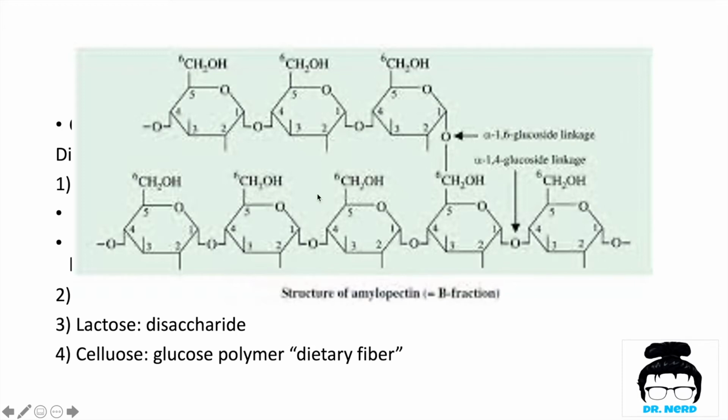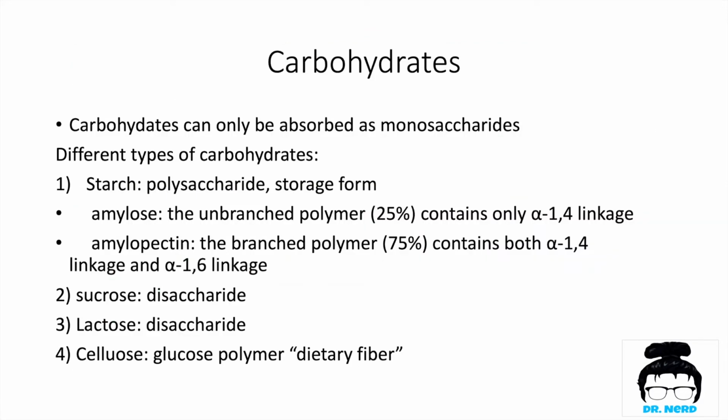I'm sorry if the picture is unclear. I was just trying to demonstrate how it actually looks, just so that you have it as a visual representation. And starch is usually found in amylopectin form and not amylose. As you can see, amylopectin is 75%, while amylose is only 25%. You also have sucrose, which is a disaccharide, and lactose, which is also a disaccharide, and cellulose.